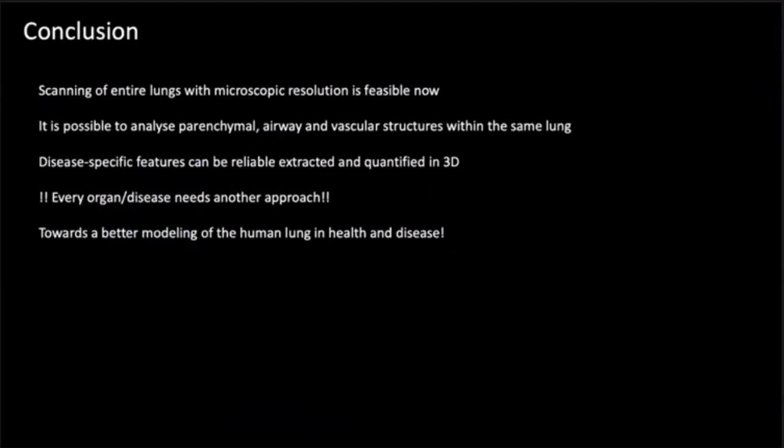And this leads me to my conclusion that scanning of entire lungs is feasible. It's possible to analyze airway, parenchymal, and vascular structures because I showed you examples of all three cases. We can quantify this in more diseases. We can quantify this in 3D. Important to realize that so far every organ needs another approach. Every organ needs another way of analyzing the HiP-CT scanning, and this will help us towards a better idea of modeling the lung in health and disease.